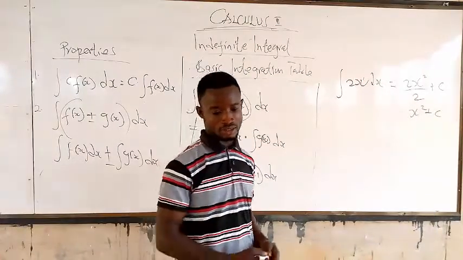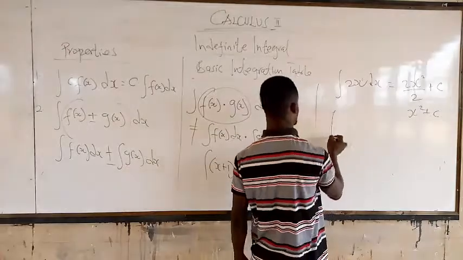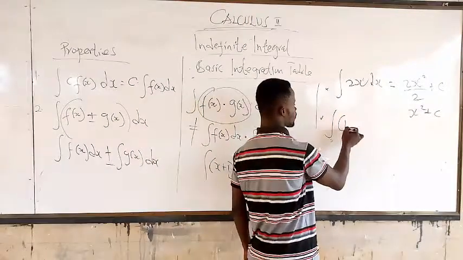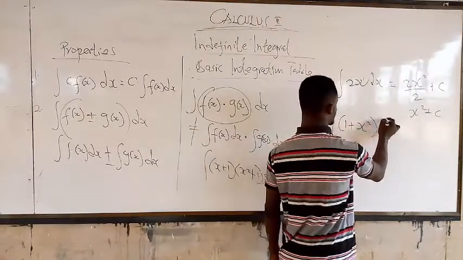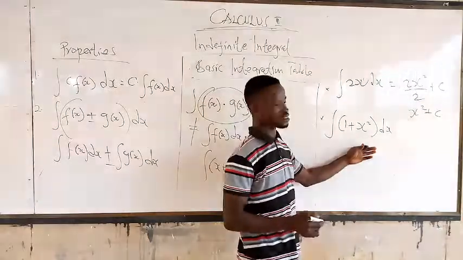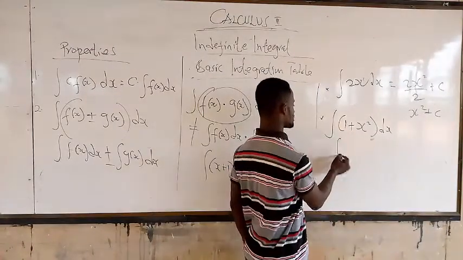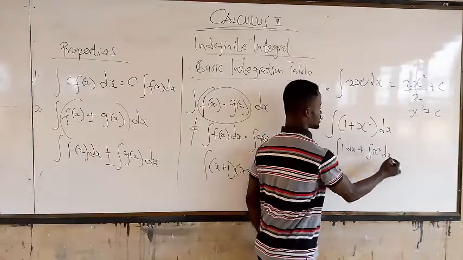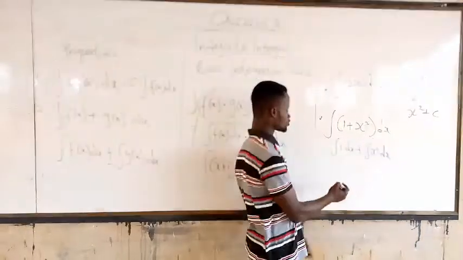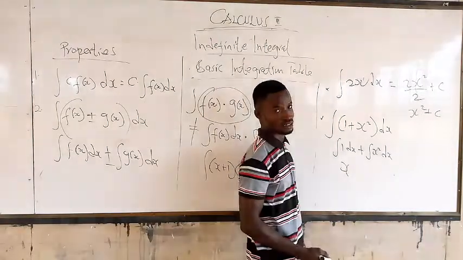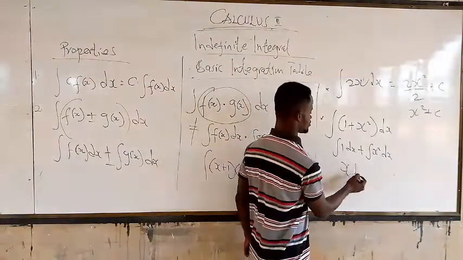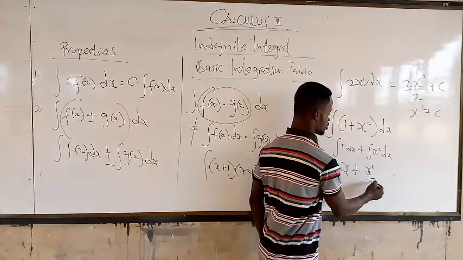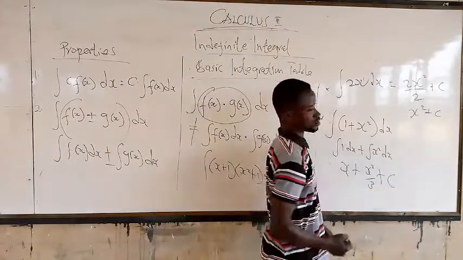Okay. Let's look at this one. The integral of 1 plus x squared dx. Having this, we are saying that we integrate it term by term. So when you integrate 1, you get s. Plus, when you integrate this, you get s to the power 3 over 3 plus c.